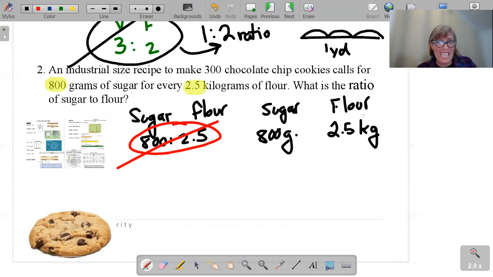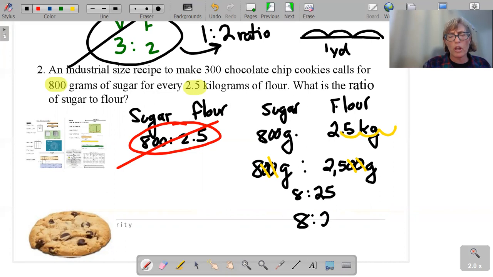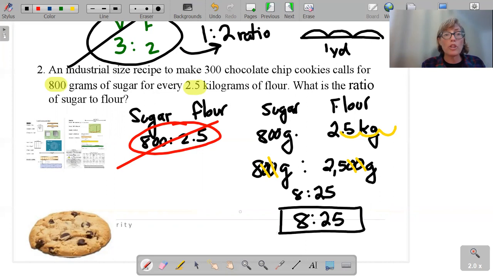Kilo means 1,000. Kilograms is 1,000 grams. So we have 800 grams. We're going to move this to the right as if we're timesing by 1,000, which means you bunny hop 3 times. 1, 2, 3. So 2.5 kilograms is 2,500 grams. Now that we have the same units, we reduce. I can reduce by 2 zeros. So I have 8 to 25. I can't reduce any farther. So my final ratio, for every 8 parts of sugar, I need 25 parts of flour. That is your ratio.